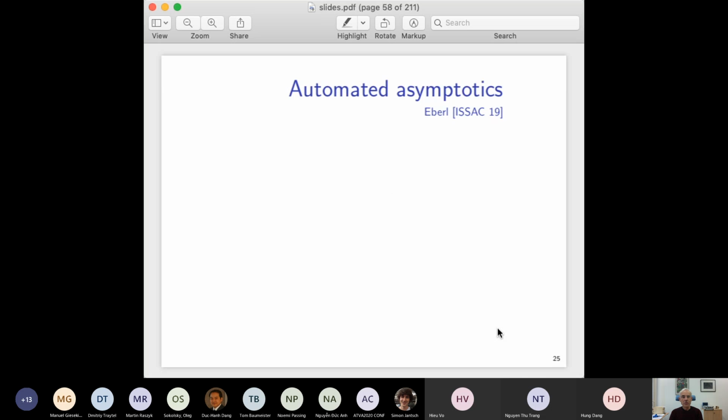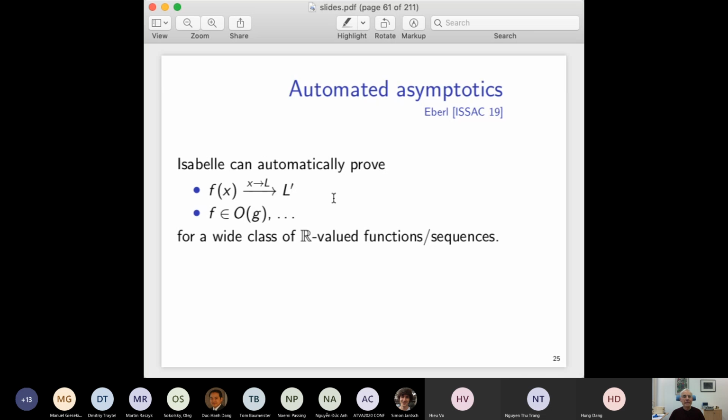So this is not just Landau symbols, but limits. So Isabelle can now prove automatically statements of this form: that for a function f of x, if x goes to some limit point L, then the function value f of x goes to some limit point L'. Or it can prove automatically that some function is in a certain complexity class, not completely automatically for everything, but for a wide class of real valued functions or sequences involving logarithms, exponential functions, and others.